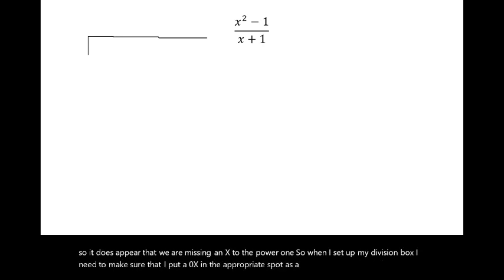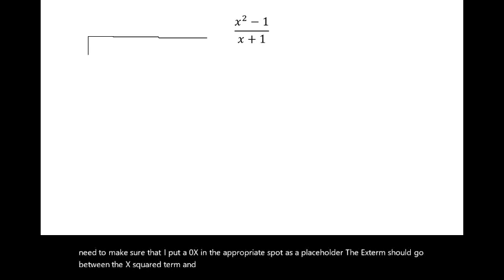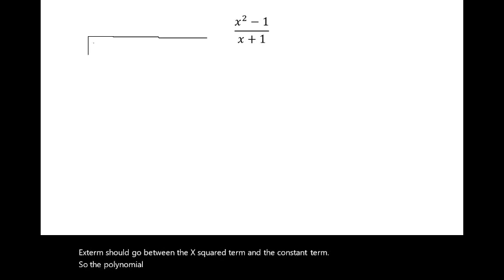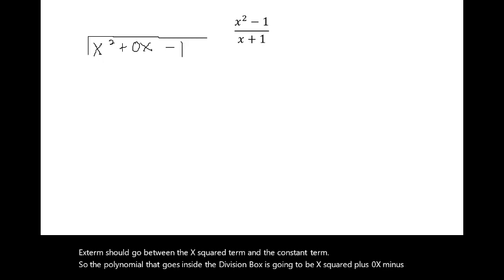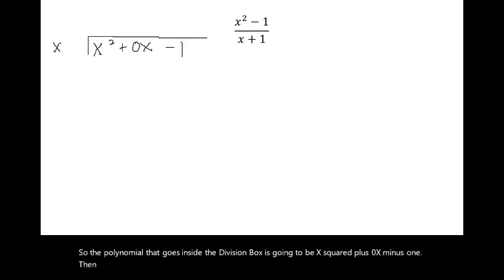The x term should go between the x squared term and the constant term. So the polynomial that goes inside the division box is going to be x squared plus 0x minus 1. Then the divisor is going to be x plus 1, and that will go outside the division box.